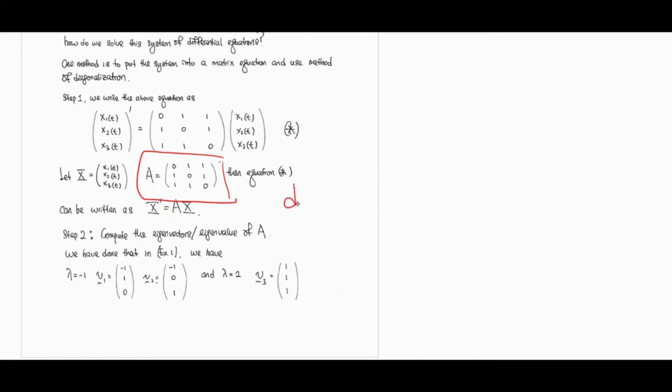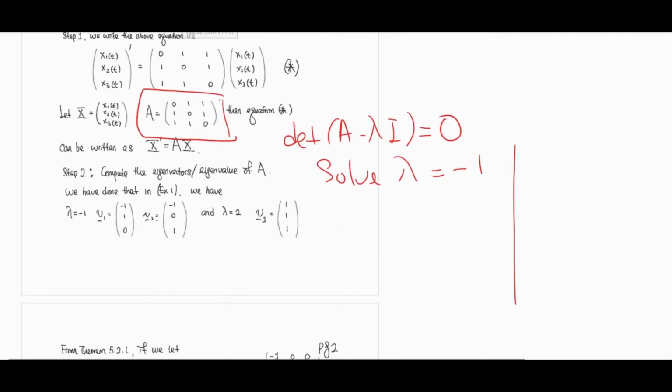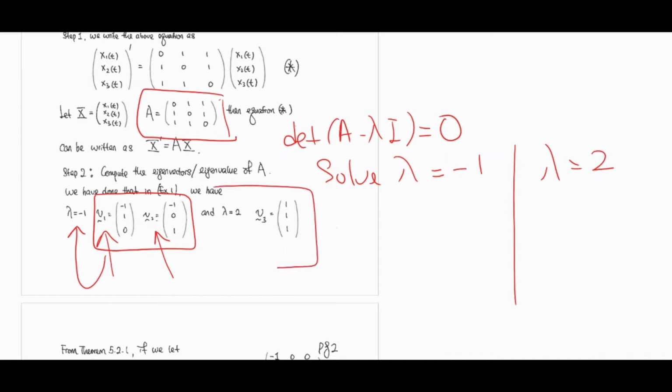You can find the determinant of A minus lambda I and set it equal to 0. You solve for lambda, and you will see that we have lambda equals -1 and lambda equals 2. For lambda equals -1, we can find two linearly independent eigenvectors, which we call V1 and V2. These are the eigenvectors corresponding to the eigenvalue lambda equals -1. And for lambda equals 2, we have one independent eigenvector, which is given as V3.